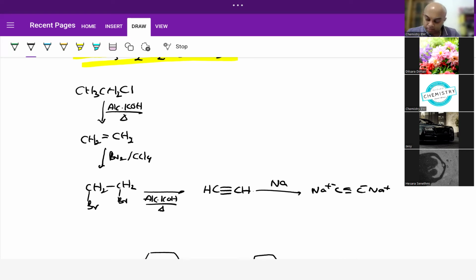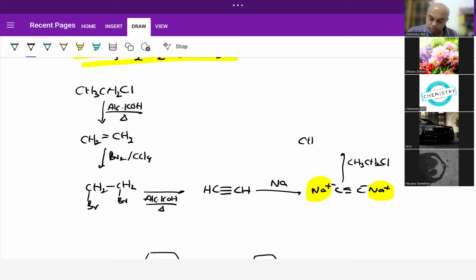Now I am adding CH3CH2Cl to this, because sodium can go with chlorine. Since there are two sodium atoms, 2 moles of CH3CH2Cl will react. So this sodium and this sodium will go with chlorine. The yellow highlighted sodium will go with chlorine, and CH3CH2 will be added to those two positions.